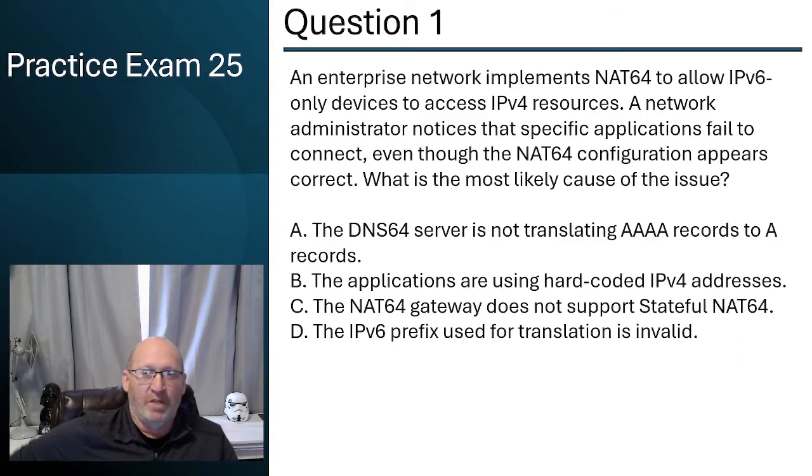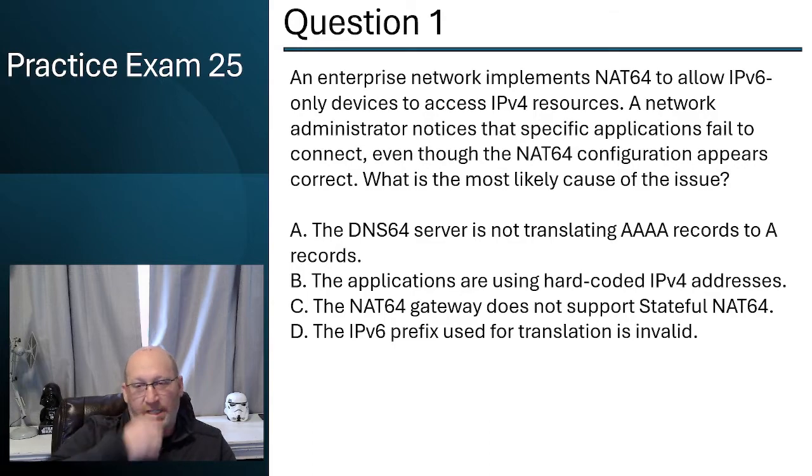Question number 1. An enterprise network implements NAT64 to allow IPv6-only devices to access IPv4 resources. A network administrator notices that specific applications fail to connect, even though the NAT64 configuration appears to be correct. What is most likely the cause of the issue?